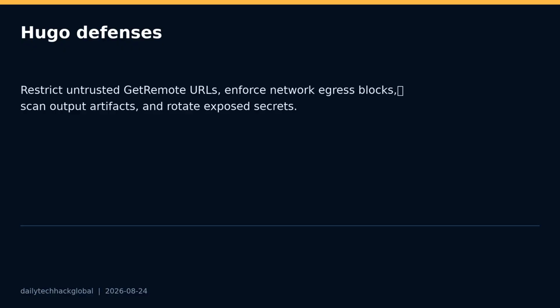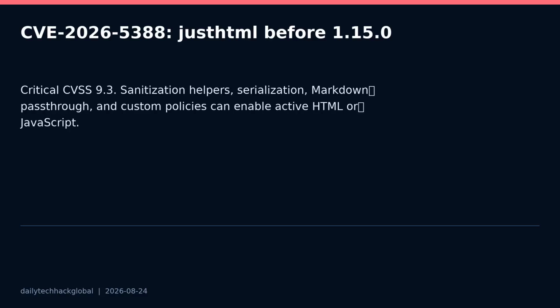2026-5388 in justhtml before 1.15.0. NVD rates it critical, with CVSS 4.0 score 9.3 and CVSS 3.1 score 9.8. The record describes multiple security issues in URL sanitization helpers, HTML serialization, markdown pass-through, and several custom sanitization policy edge cases. Depending on configuration, attackers may bypass sanitization to inject active HTML and JavaScript.